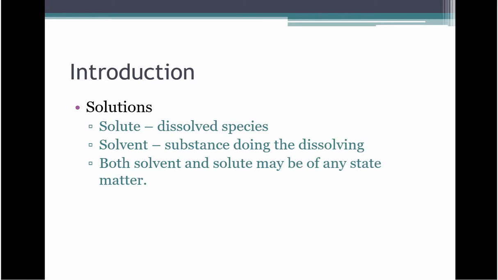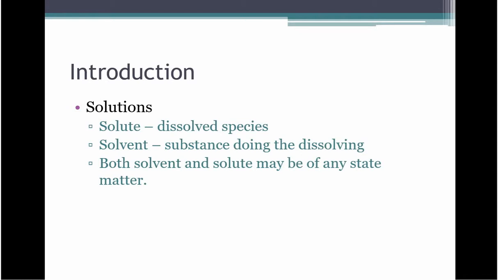So remember from 111, anytime you have a solution, you have a solute that's dissolved. That's the species that's there in the smaller amount. So if you talk about salt water, salt is your solute. You talk about Kool-Aid, the sugar and flavoring is the solute. It's there in the smaller amount. Then you also have the solvent. That is what is doing the dissolving here.